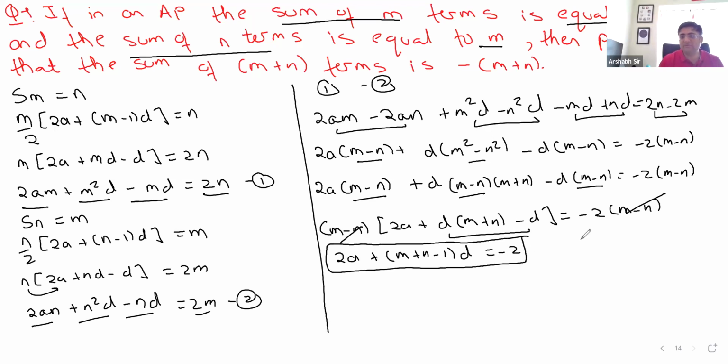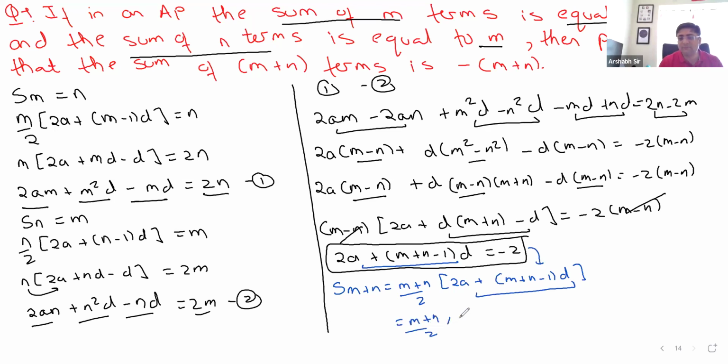Till here is it clear, beta, yes or no? Yeah. Now the sum of m plus n terms will be m plus n by 2 into 2a plus m plus n minus 1 times d. Right, beta? Now look, this expression is the same, and its value is minus 2. So this is m plus n by 2 into minus 2, that is minus of m plus n. So we just got the sum of m plus n terms is minus of m plus n, which is exactly what we had to prove. So hence, any doubt, beta, please ask.